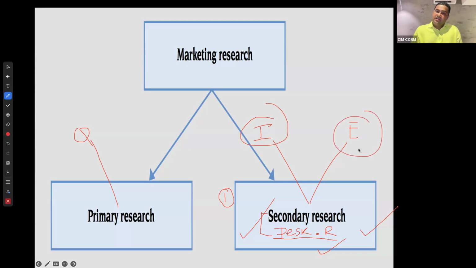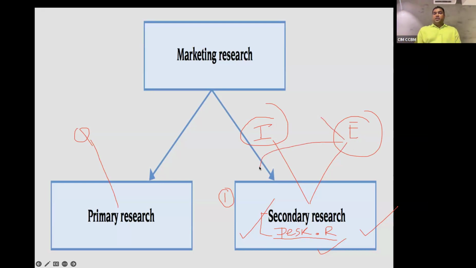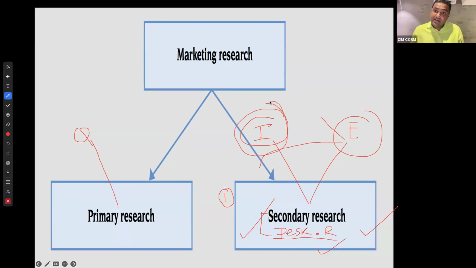External data can be the outside the organization, you have published information like the government department, central bank, census and statistics, newspapers, then you have industry reports. All the external data can also be used to solve the research problem. So inside the organization, internal data, outside the organization, external data.